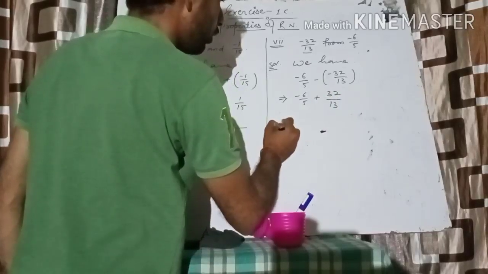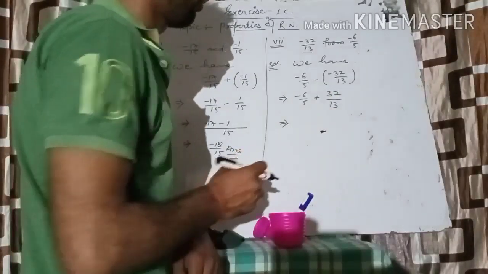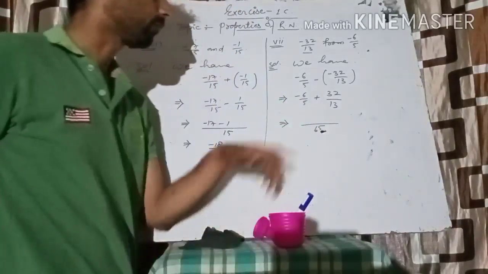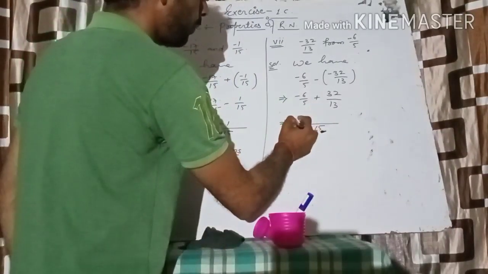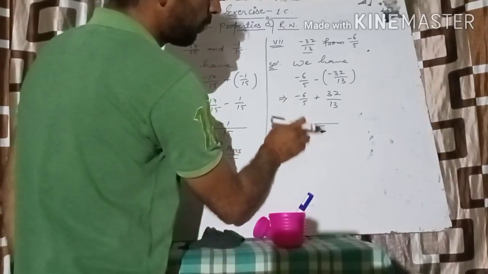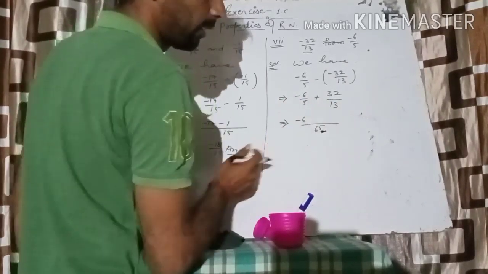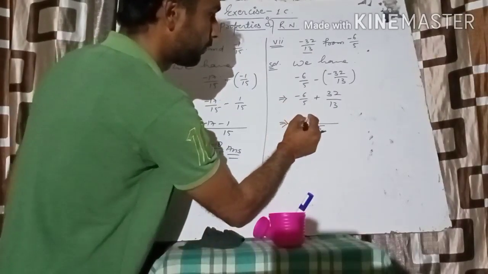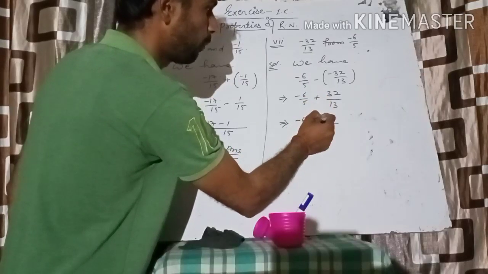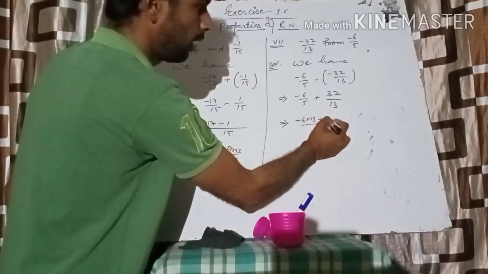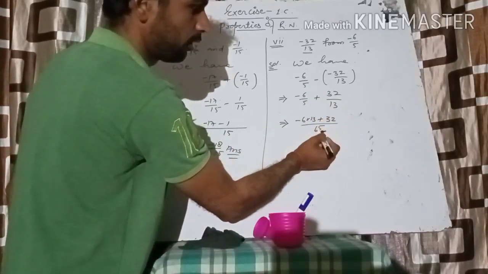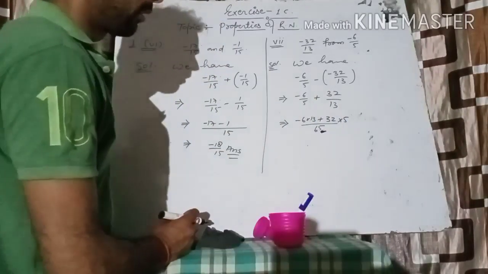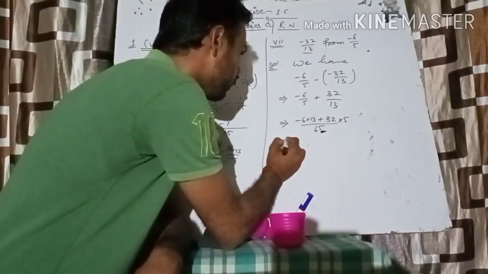Okay, now the denominators are different, so we will take the LCM and the LCM becomes 65. Now divide this LCM by this denominator and you will get 13 as a quotient, and multiply that quotient by this numerator, that is, by 6. What is here? Plus sign, so we will write the plus here. Now write down the numerator and divide the LCM by this denominator and you will get 5 as a quotient. Okay, now solve it.